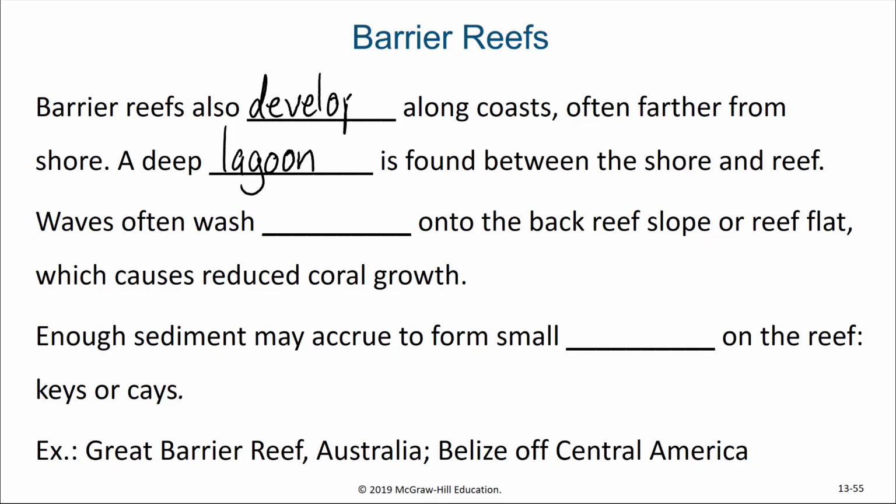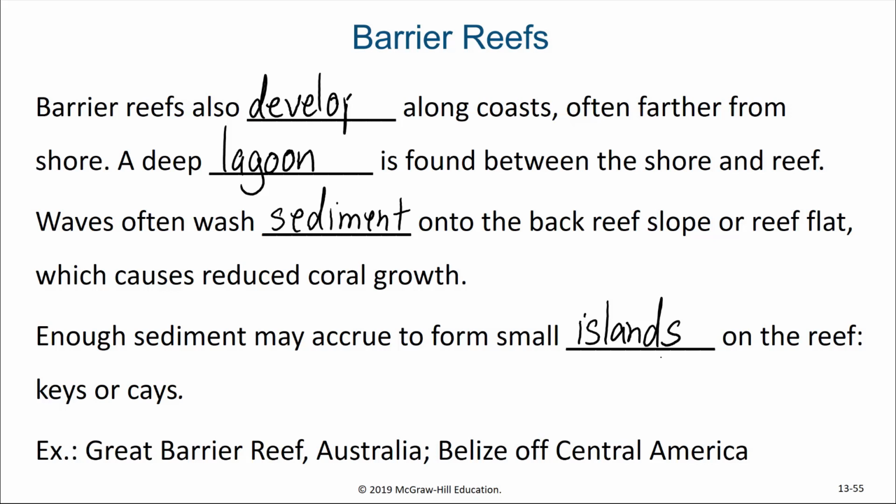Waves often wash sediment onto the back reef slope or reef flat, which causes reduced coral growth. Enough sediment may accrue to form small islands on the reef. And we call these keys, and it can be spelled in two different ways.